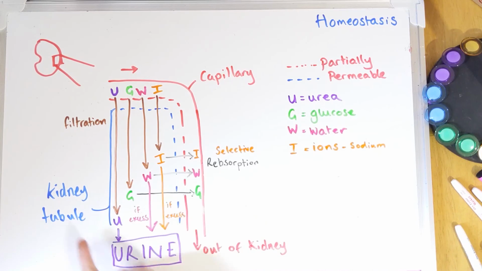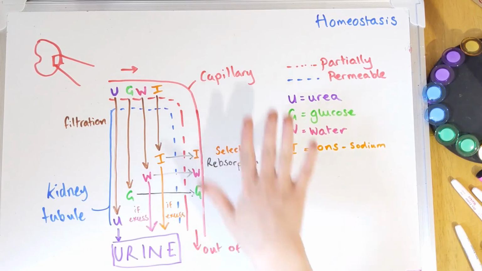So again, just like with the stages of how your protein is turned into urea, you need to know the stages of how this works. So again, use a diagram, learn some bullet points.